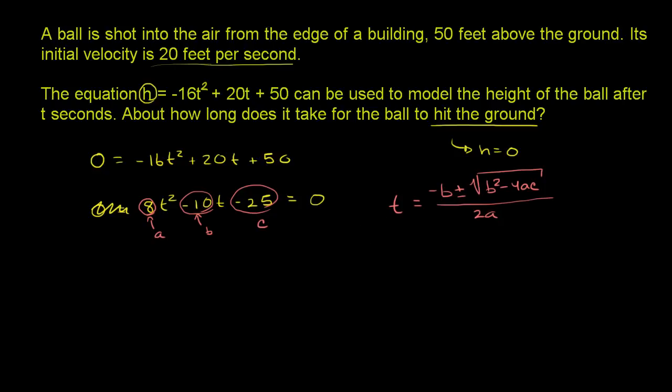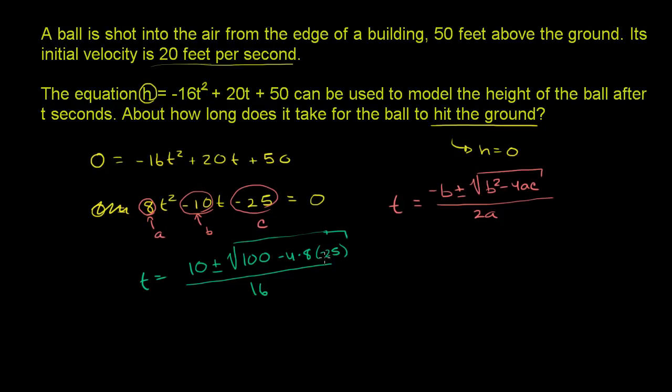2a. So if we apply it, we get t is equal to negative b. b is negative 10. So negative 10 is going to be positive 10 plus or minus the square root of negative 10 squared, well, that's just positive 100, minus 4 times a, which is 8, times c, which is negative 25. Negative 25. And all of that over 2a. A is 8. So 2 times 8 is 16.